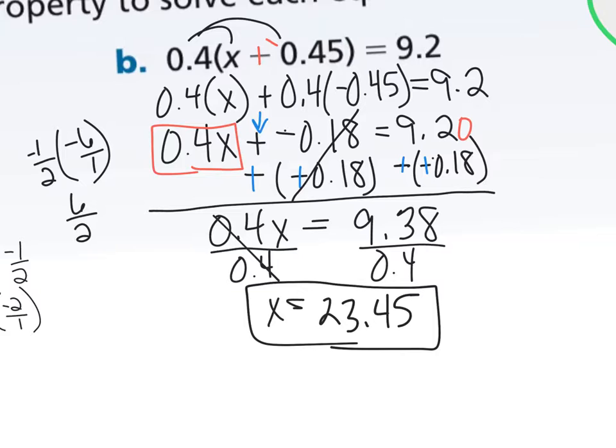And again, any of these problems, like we did in the last section, anytime you have an equation, you can substitute that back into your original equation to see if you get the right answer or not. So this one back in the original, 23 and 45 hundredths minus 45 hundredths would be 23, and then 4/10 times 23, you'd end up getting 9 and 2/10. So we could confirm that we got the right answer for that problem.